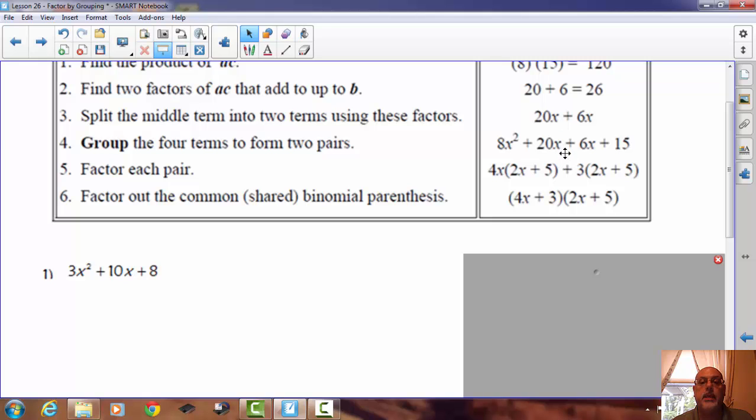To the left side, the greatest common factor is 4x. It leaves you with 2x plus 5. On the right side, the greatest common factor is 3, leaving you with 2x plus 5. So at this last level, when you factor out the greatest common factor of 2x plus 5, you're left with 4x plus 3, and there are your 2 binomial factors.